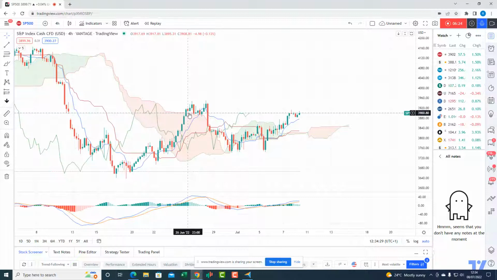And then the top end of the cloud, 3,900, is a resistance zone to deal with, as well as these two highs, 3,949, and that coincides well with this cloud chart resistance level there, as well as that level there, 3,969. And then we're going to deal with these resistance levels next, 4,007 and 4,040. So these are the upside risk targets.